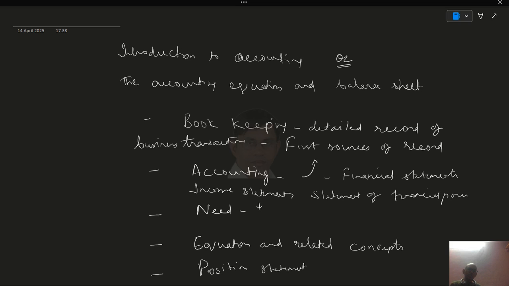So what is the statement of financial position? We make a list of what we have and what is owing to the business, what we owe. So many things are there, which you will understand once we come to the equation and related concepts. So as of now, statement of financial position means assets and liabilities.